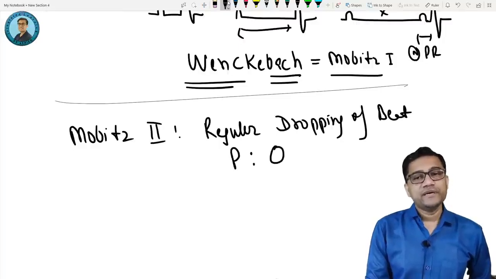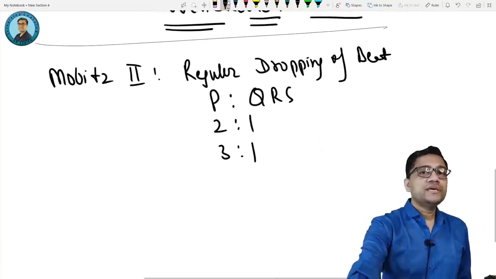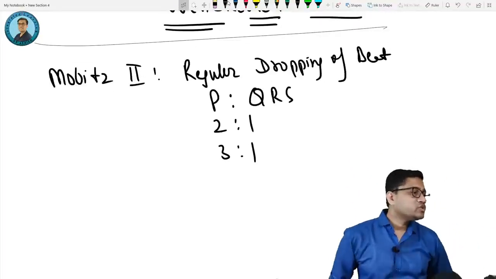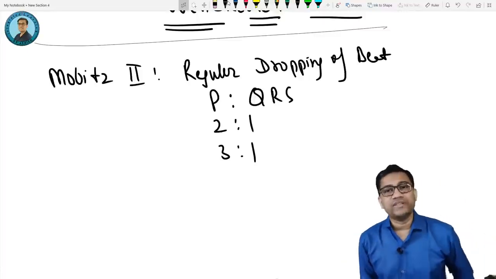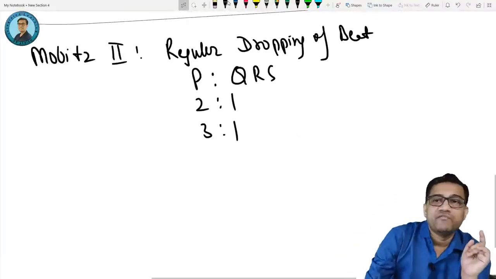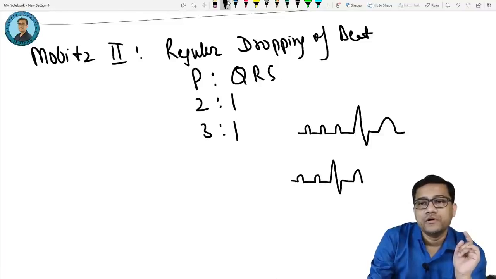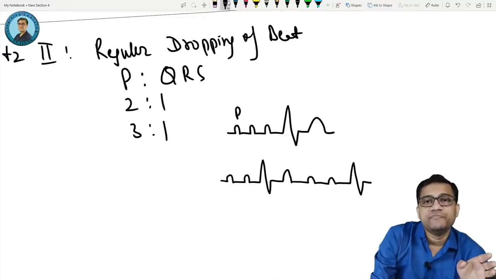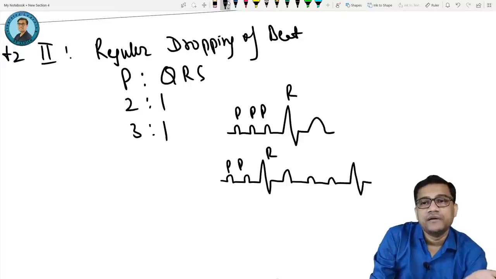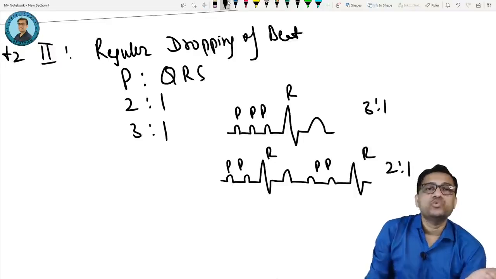Now for every P and QRS, the ratio is 2:1 or 3:1. So what is the ratio? 2:1 or 3:1. That is, for every 3 P waves there will be 1 QRS, like this. Or maybe 2. So what do you see? There are 3 P waves, P, P, P and 1 R. Then again P, P, 1 R. So this is 3:1. This is 2:1.